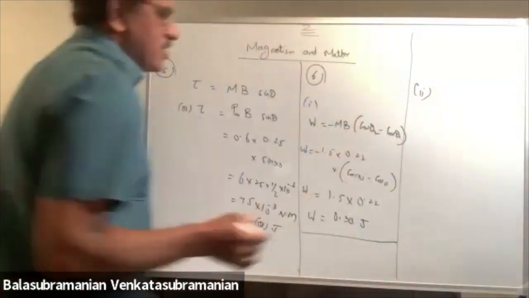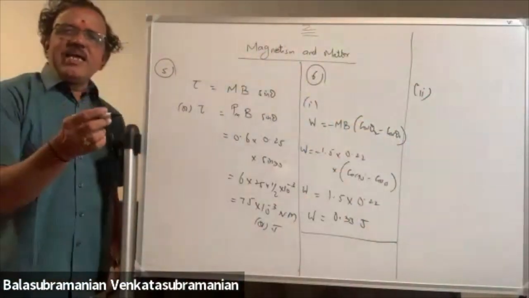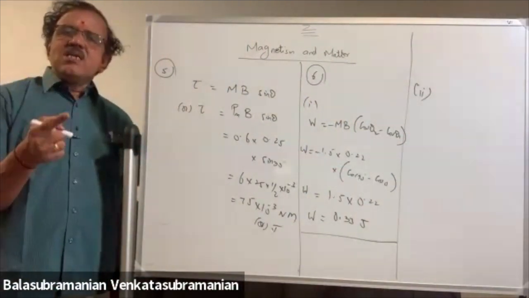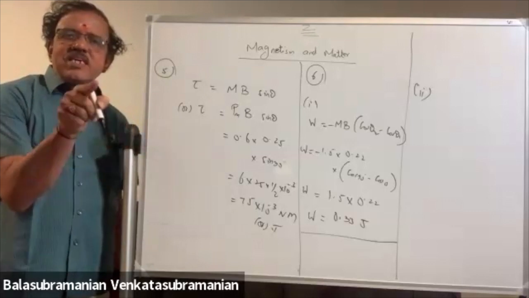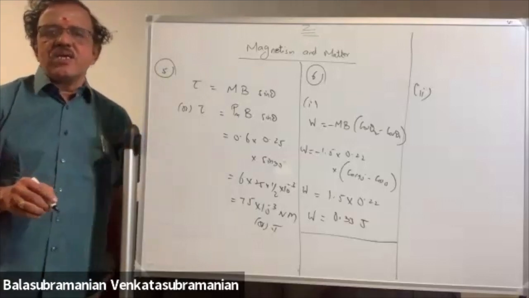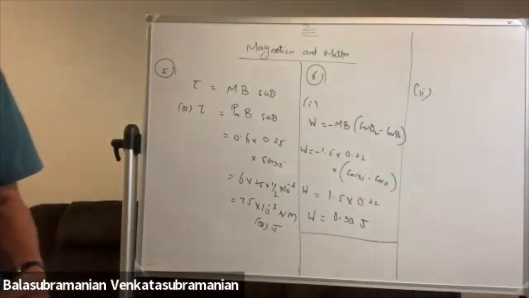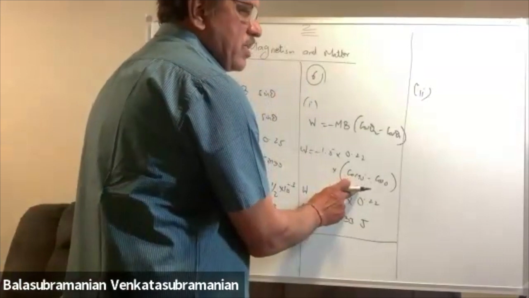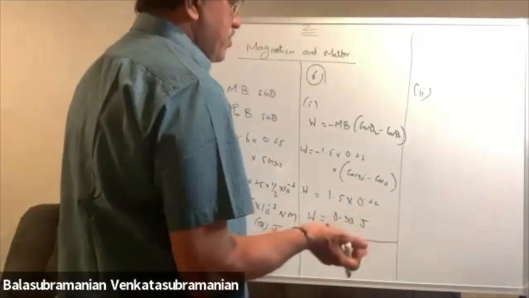They have asked for the dipole aligned opposite to the field. Aligned along the direction means theta is 0. Opposite to the field means theta is equal to 180. This is normal to the field. Opposite direction means theta is 180.